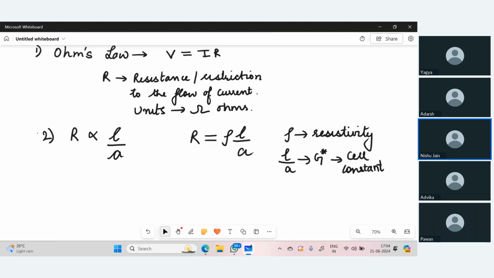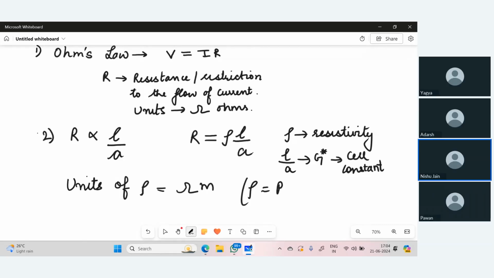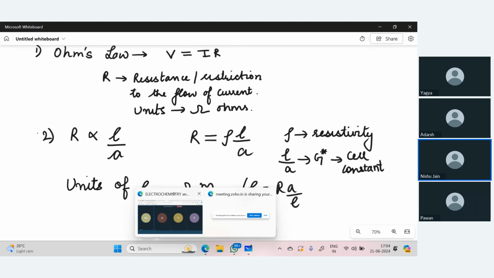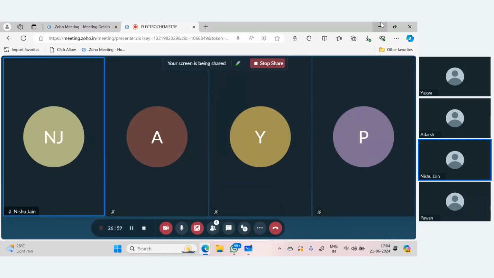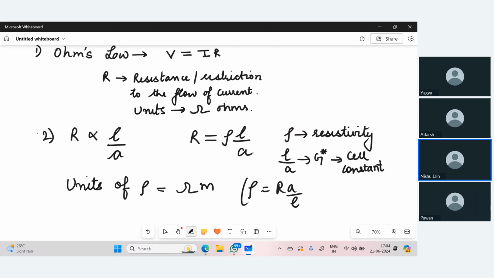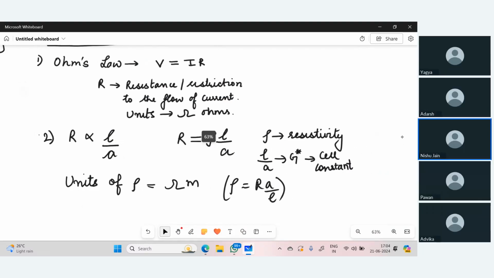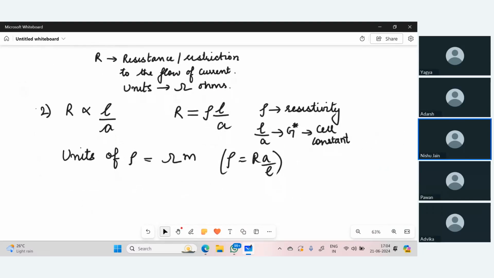Advika, can you tell me what should be the units for rho? It's ohm meter. Yeah, units of rho is ohm meter. Because if you calculate, rho becomes equal to R A by L. It becomes ohm, meter square by meter, ohm meter. So units of rho is ohm meter or ohm centimeter.